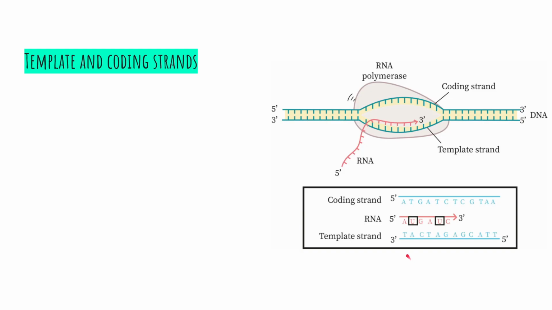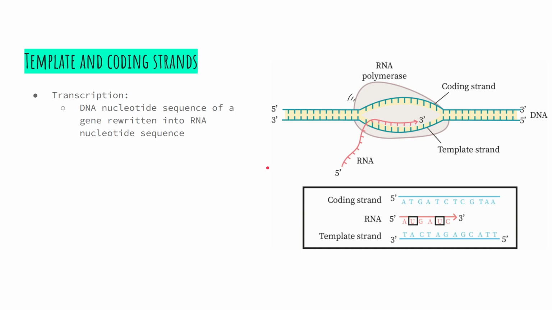So template encoding strands. This is starting off with transcription. The following video will go into translation. So transcription, the DNA nucleotide sequence of a gene is rewritten into RNA nucleotide sequence. So what we can see on the right is our DNA in this bluey green color with yellow, and in the red we see our RNA being transcribed.